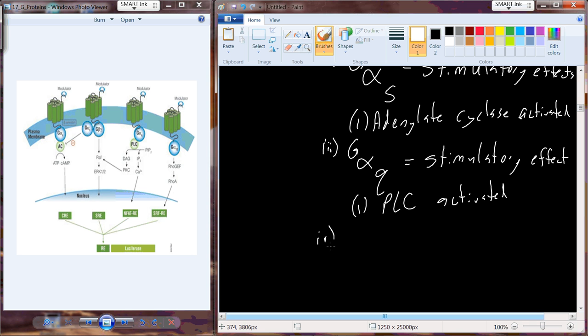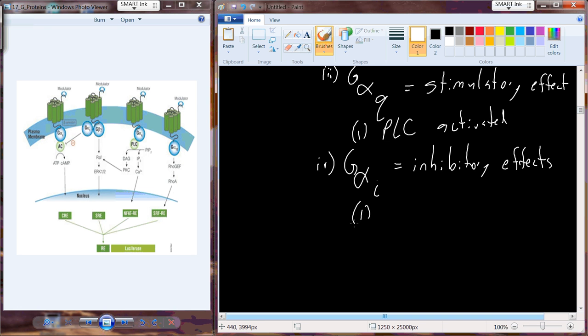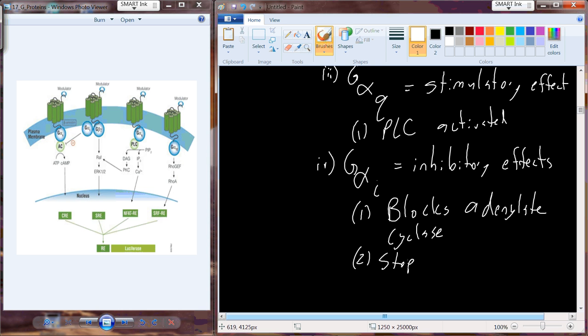A third G alpha subunit is G alpha I, and this has some inhibitory effects. This particular G protein has the effect of blocking the function of adenylate cyclase. So whenever you activate a G-linked protein receptor that has the alpha I subunit, you're going to stop the production of cyclic AMP. So this will stop the production of cyclic AMP.